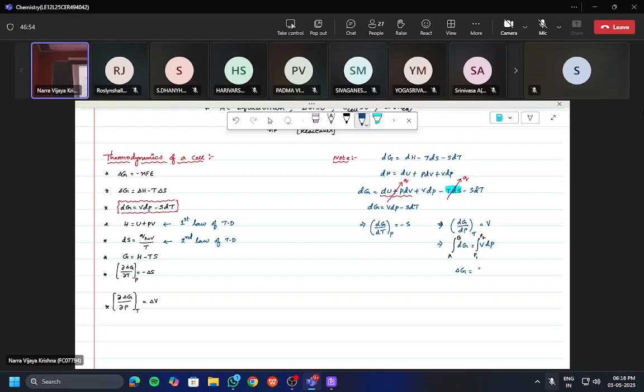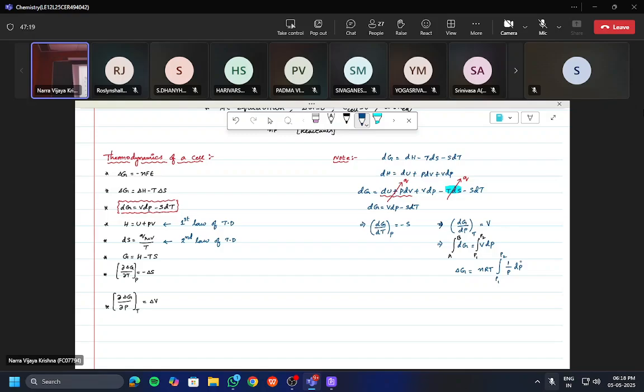instead of V, can I write nRT by P? Right? So I am writing it as nRT integral P1 to P2, 1 upon P into dP. Can I write it or not?